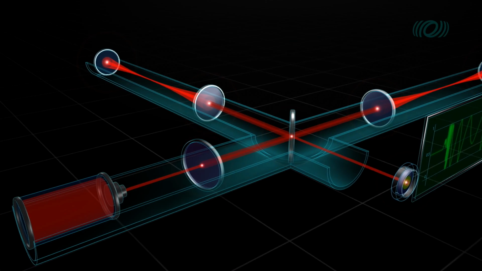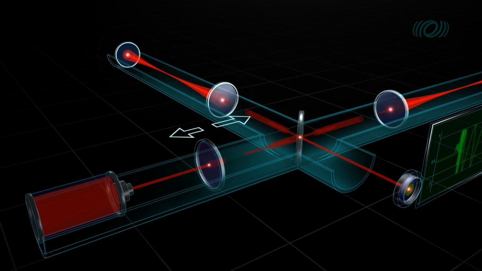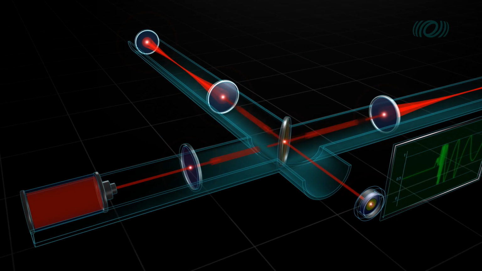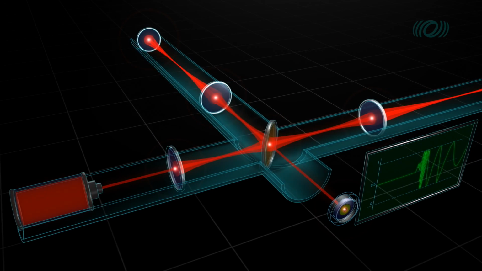Next, the power recycling mirror is realigned and displaced until the light waves from the arms interfere constructively with the light waves from the laser. The light intensity everywhere in the interferometer starts to increase.